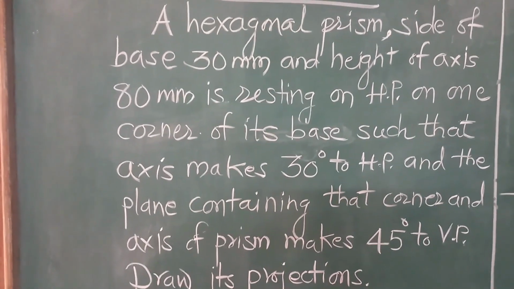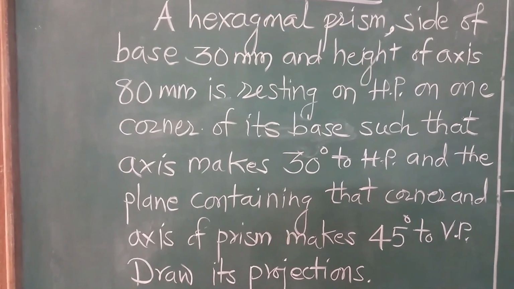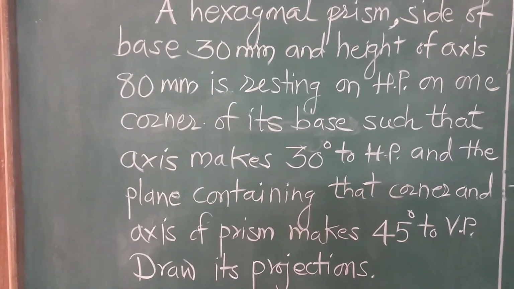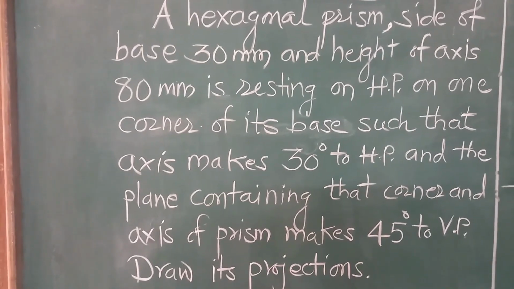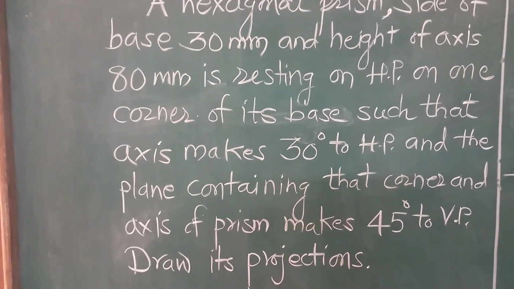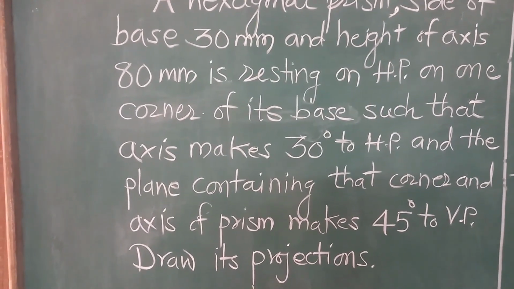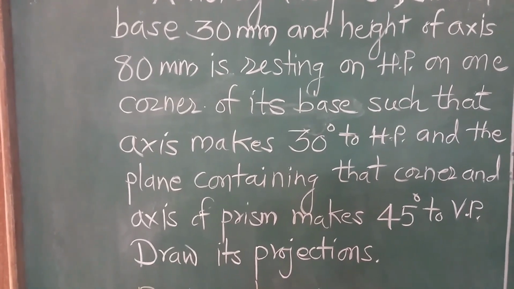Now let us solve this problem on hexagonal prism. A hexagonal prism, side of base 30 mm and height of axis 80 mm, is resting on HP on one corner of its base such that axis makes 30° to HP and the plane containing that corner and axis of prism makes 45° to VP. Draw its projections.